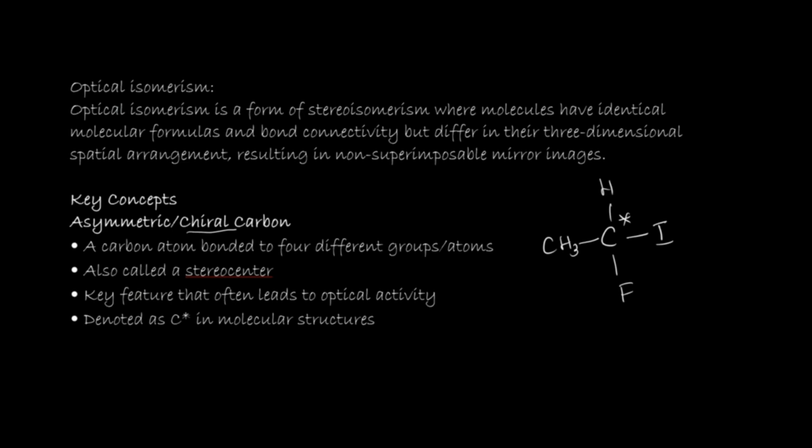More importantly, asymmetric means the carbon or the compound lacks symmetry. There are different types of symmetry: plane of symmetry, axis of symmetry, center of symmetry. We are going to see about that. If a compound lacks these symmetrical properties, then it becomes asymmetric. Those are called asymmetric carbon or asymmetric center. Here this carbon is an asymmetric carbon.